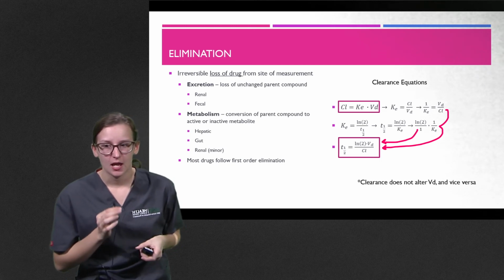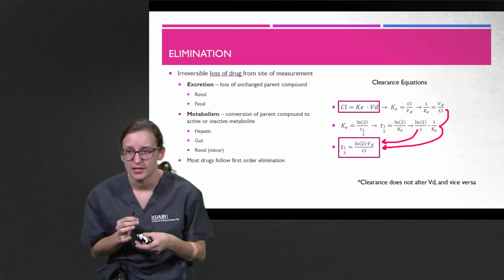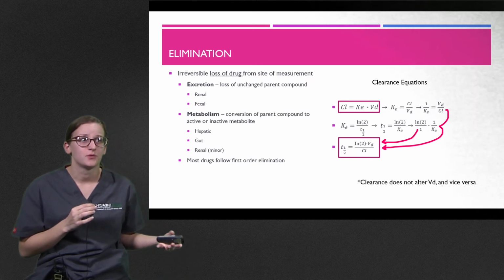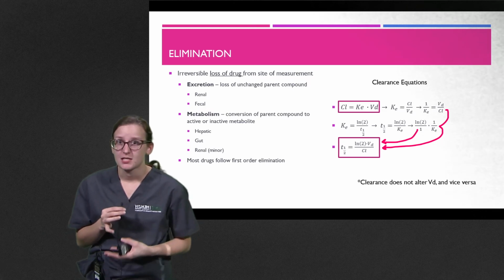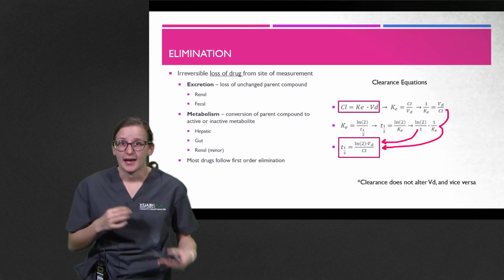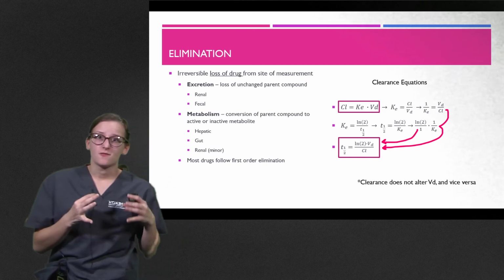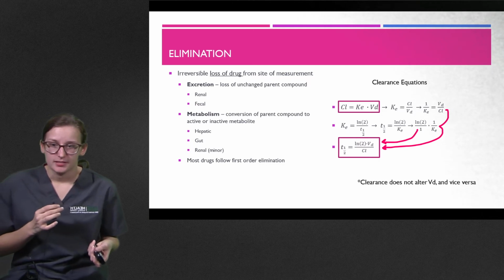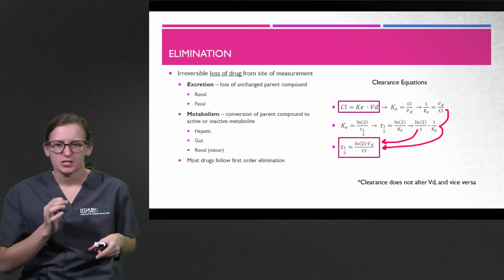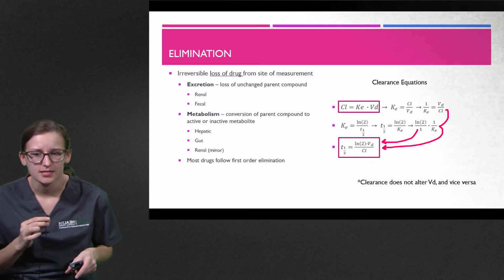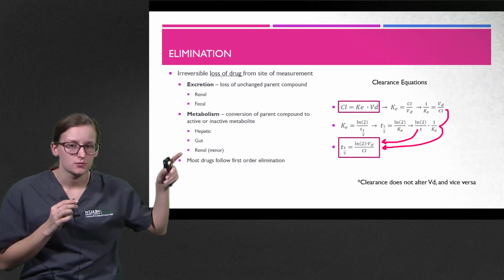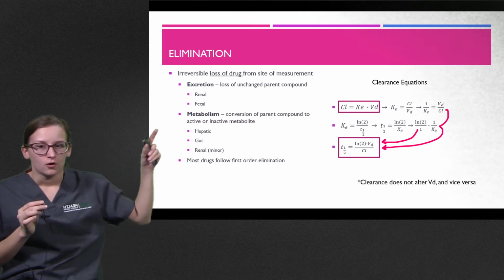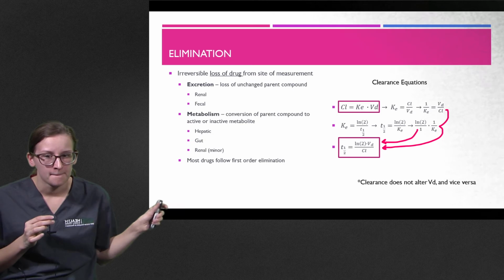So elimination is an irreversible loss of drug from the site of measurement. In other words, you can excrete it through urination, through bile, so your feces. You can sweat it off sometimes. You can lactate out drug. So it's just removing it from your body. So I've got renal and fecal there, but there are many more. Metabolism. You can convert drugs to either active or inactive metabolites, and then these will eventually be excreted as well. So renal, hepatic, and gut, those could either go down fecal or maybe hepatic down to renal.